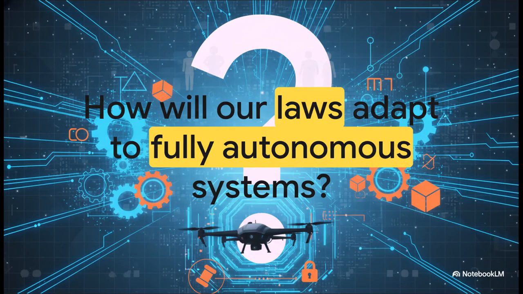Which leaves us with this final, provocative thought to chew on. We've seen how the need to emphasize the human pilot evolved our acronyms from UAV to UAS to RPAS. But as these systems inevitably move from being remotely piloted to fully artificially intelligent and autonomous, how will our vocabulary and our laws have to adapt next? When the man in the loop is finally removed, who or what will the rulebooks actually govern?